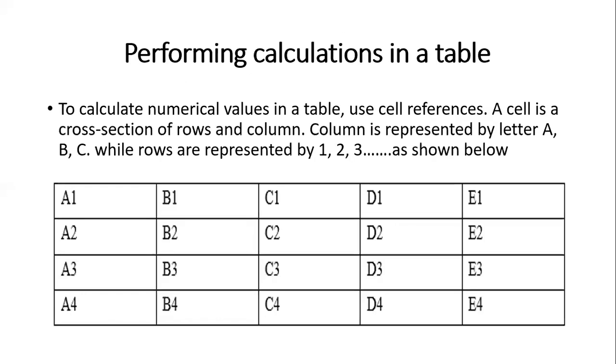Performing calculations in a table. Now, to calculate numerical values in the table, use cell references. A cell is a cross-section of a row and column. Columns are represented by letters A, B, and C, while rows are represented by 1, 2, and 3, as shown in the following figure. As you can see, the columns are represented by the letters, while the rows are represented by the numbers. So the combination of them gives out a cell. As an example, A1, B1, C1, D1, E1.